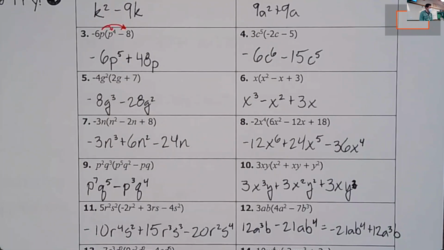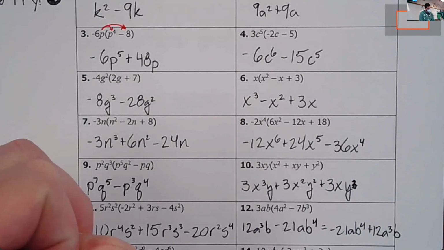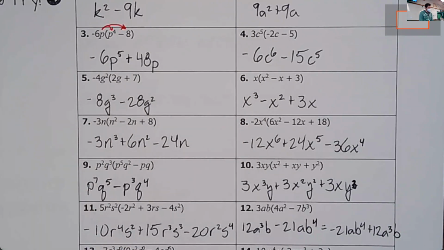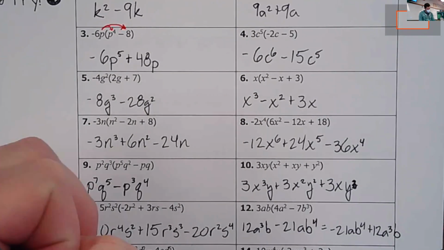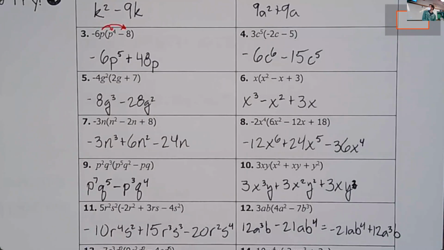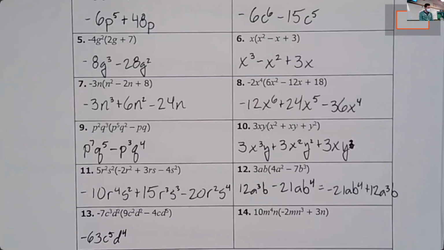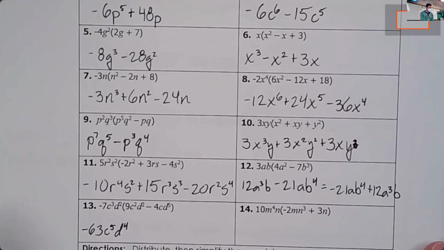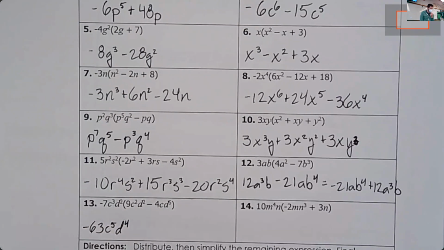C to the third, C to the second, 3 plus 2, C to the fifth. D to the second, D to the second, 2 plus 2, D to the fourth. Oops. There we go. -63, C to the fifth, D to the fourth. That's the first term on number 13.